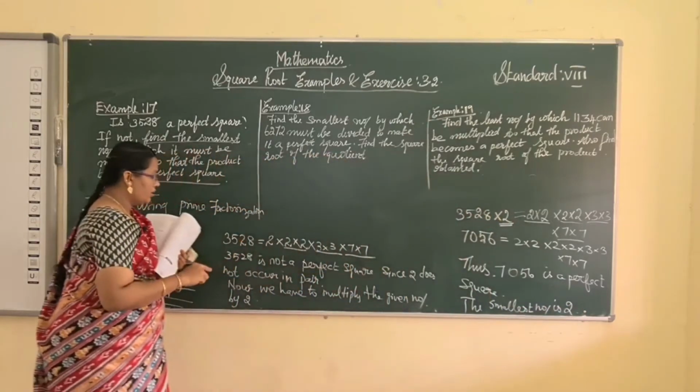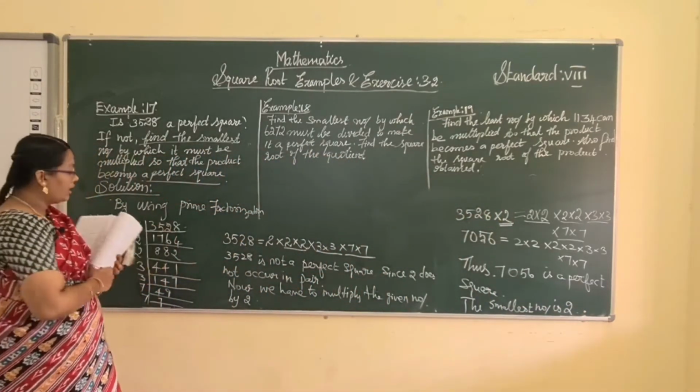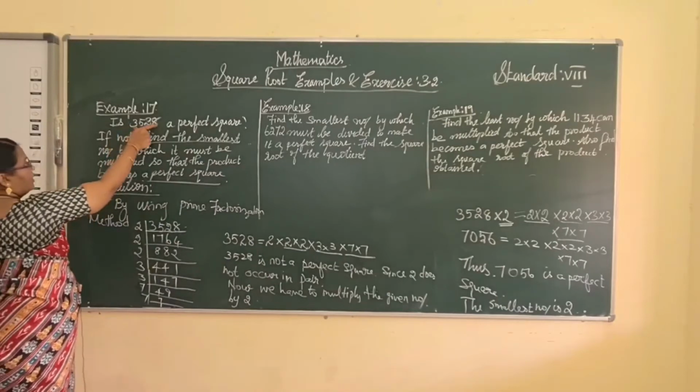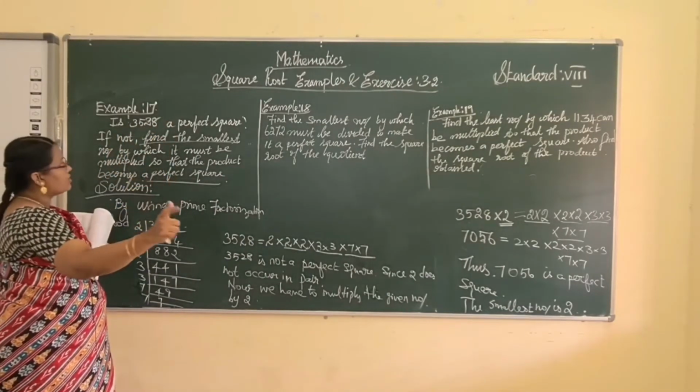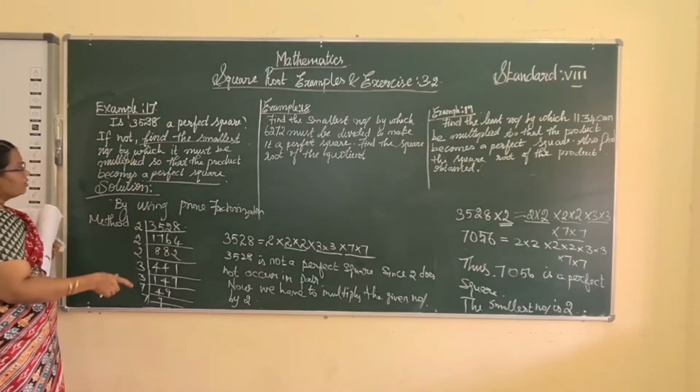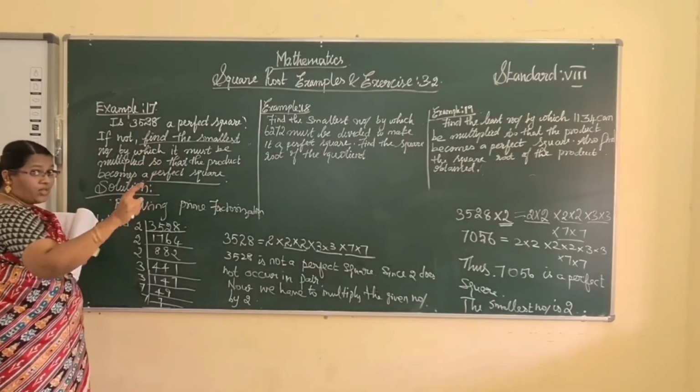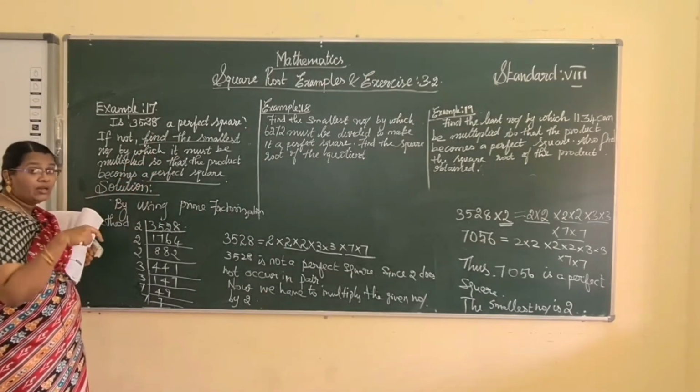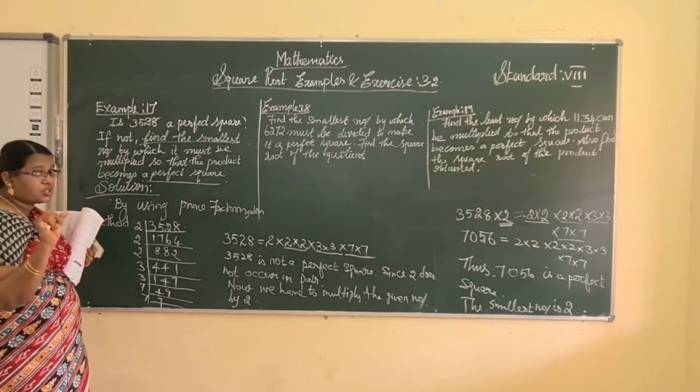Okay, I hope you all understood. Very, very important. First, check whether the given number is a perfect square or not. If not, find the smallest number by which we have to multiply the given number to get a perfect square. That is the first question.